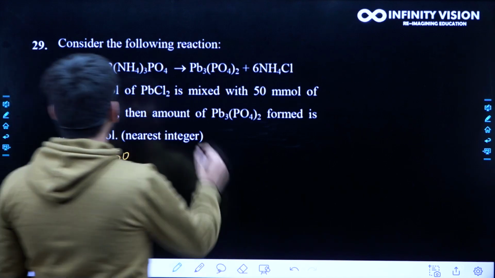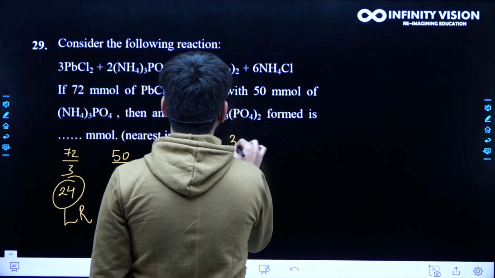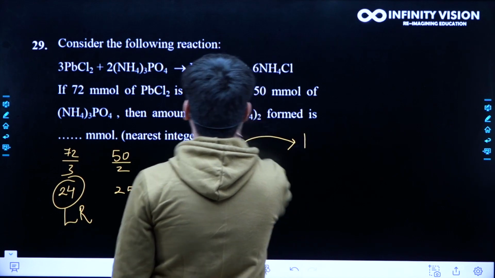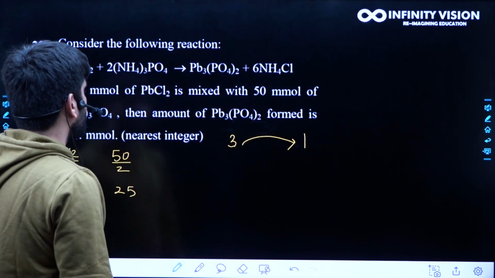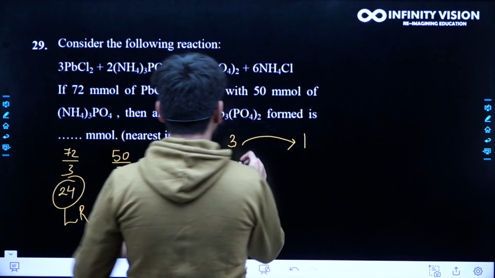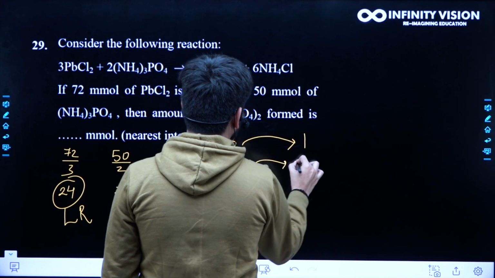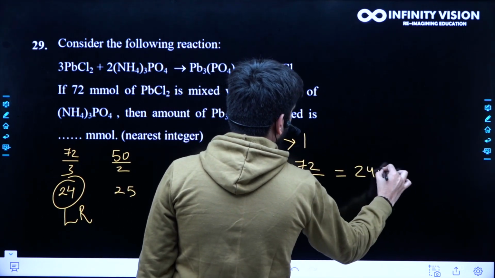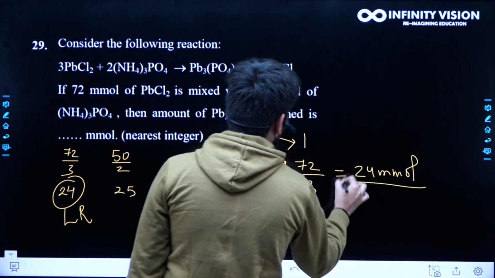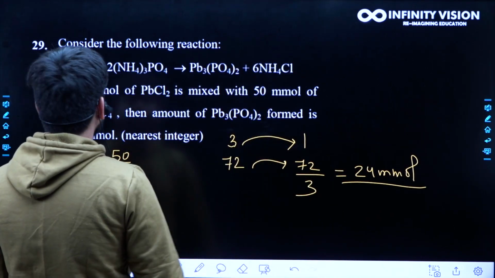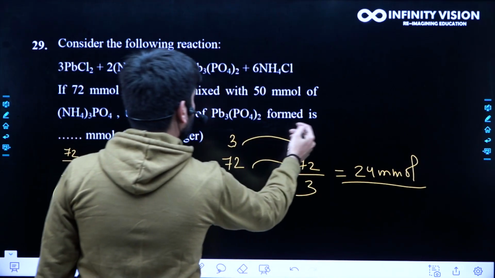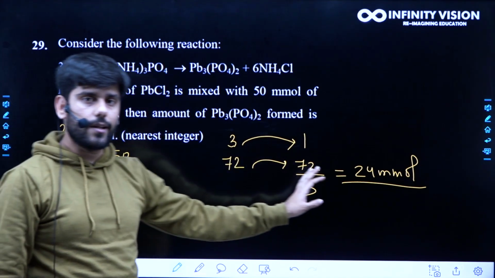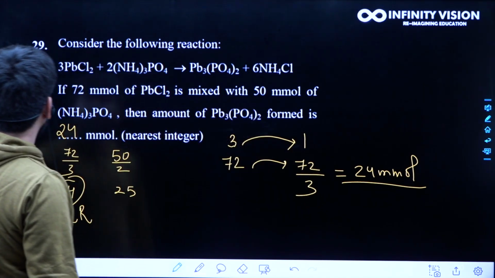PbCl2 is your LR. So 3 moles of PbCl2 produce 1 mole of lead phosphate, right? So 72 millimoles will produce 72 upon 3, that is 24 millimole of lead phosphate. So the answer to this question is 24 millimole. I hope the question is clear to you. Let us move to the next question.